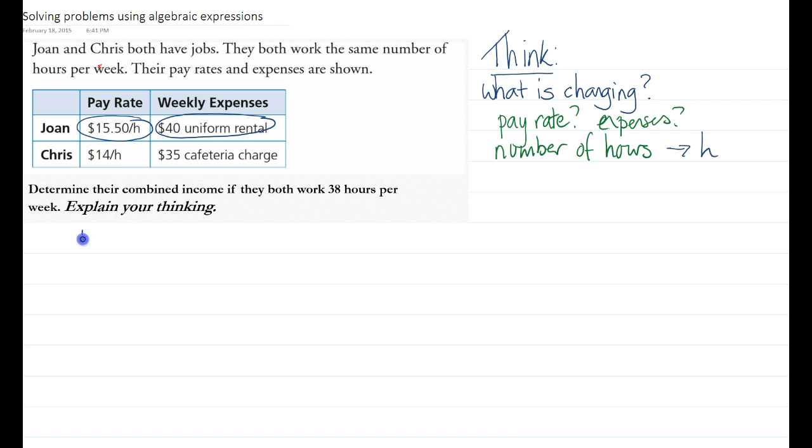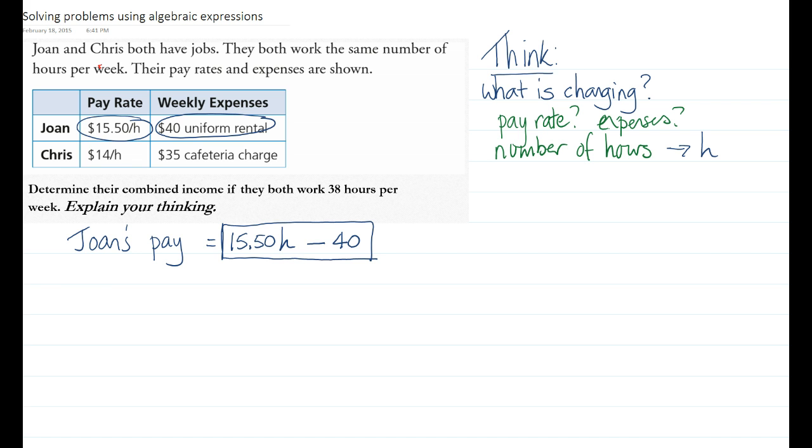So let's start with Joan's pay. If we wanted to calculate Joan's pay, we would multiply her hourly rate, which is 15.50, by the number of hours that she works, H. And then we have to subtract from that the $40 that she pays for uniform rental. So this expression here, this is an algebraic expression, 15.50H minus 40. And this expression represents Joan's pay.